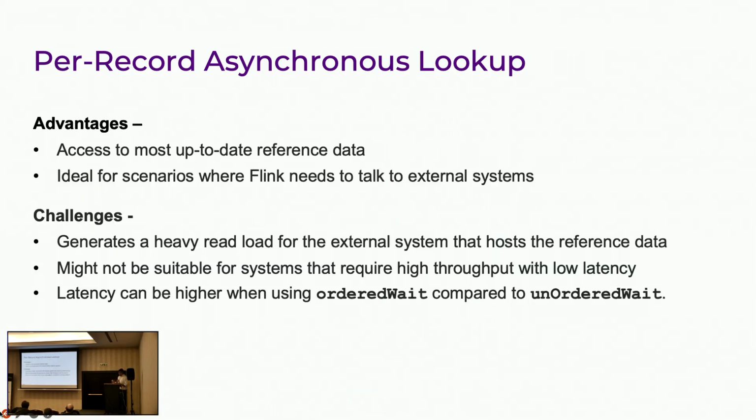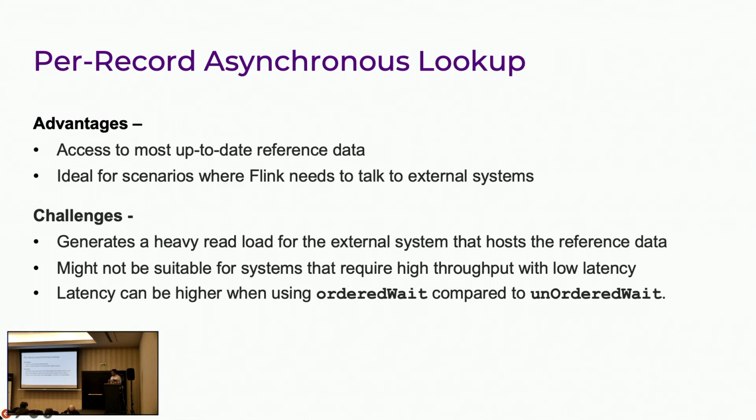So how does it score over the previous two setups? First of all, here you could have access to the most recent data, and it's ideal for scenarios where you need to talk to an external system. Sometimes this is a very important pattern because let's say you have a model that is hosted externally, it has an API, and you need to invoke that model API to get that data. However, with this particular pattern there are still some challenges, and some of these rely on the external system itself because it can generate a heavy read load on the external system.